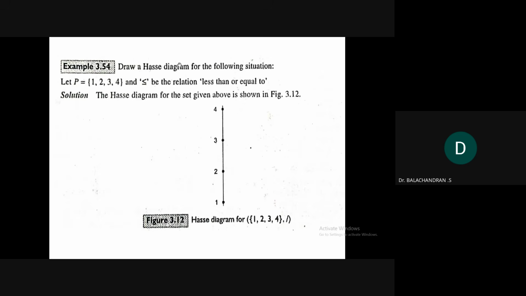Okay, next, draw the Hasse diagram for the following situation. So here the set is {1, 2, 3, 4} and less than or equal to is the relation. So 1 is less than or equal to 2, 2 is less than or equal to 3, 3 is less than or equal to 4. Okay, so this is the Hasse diagram.